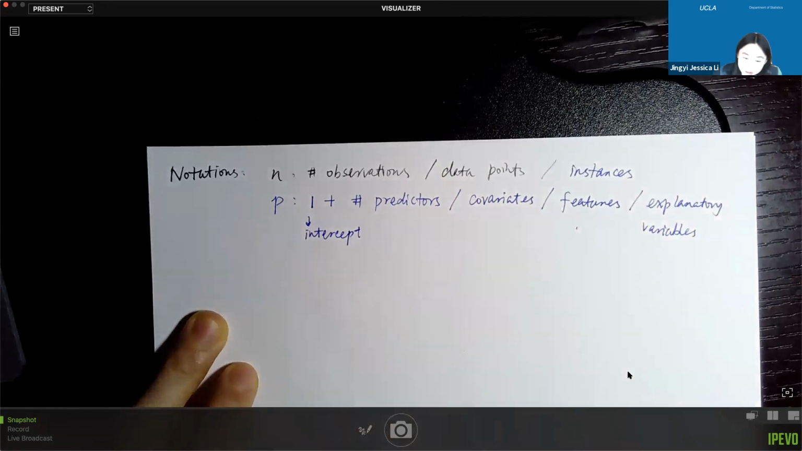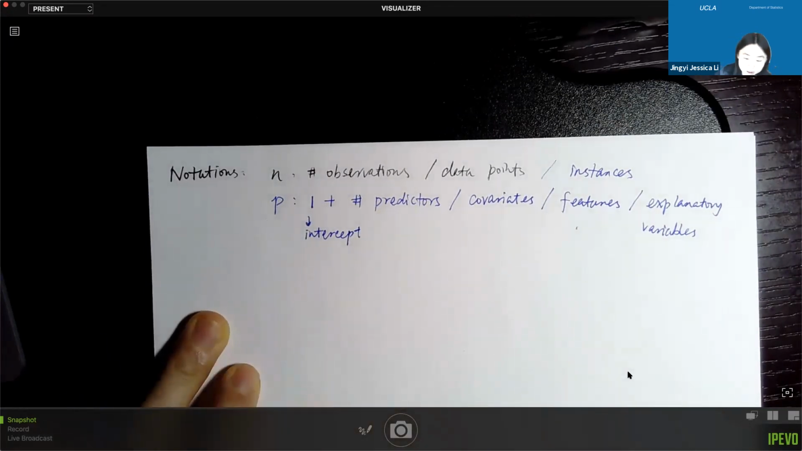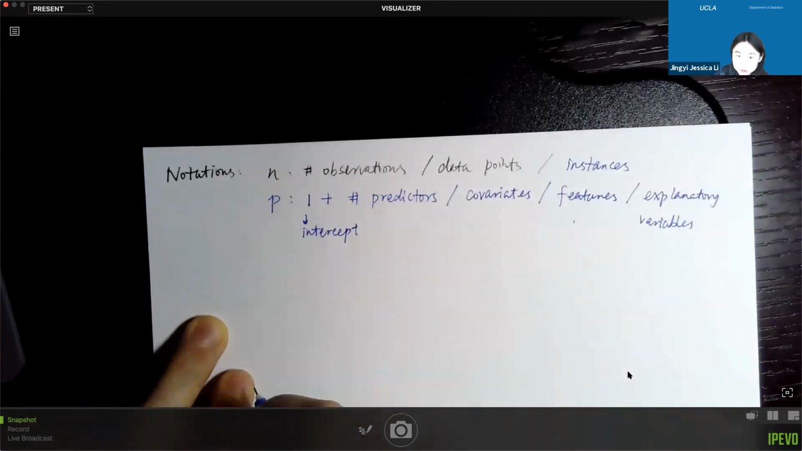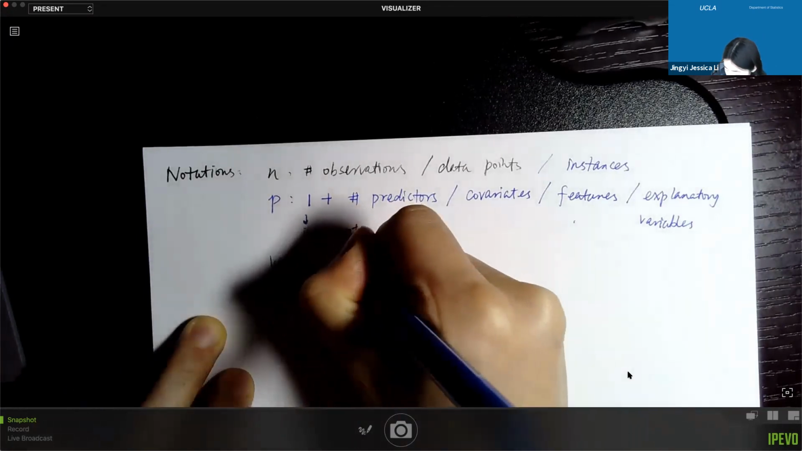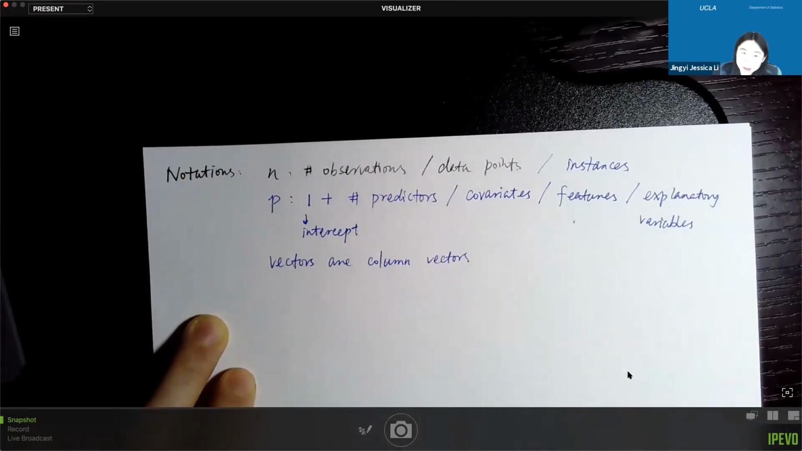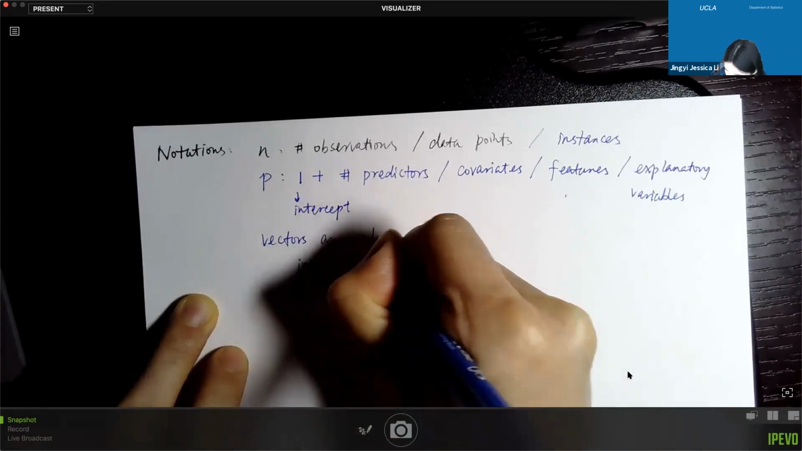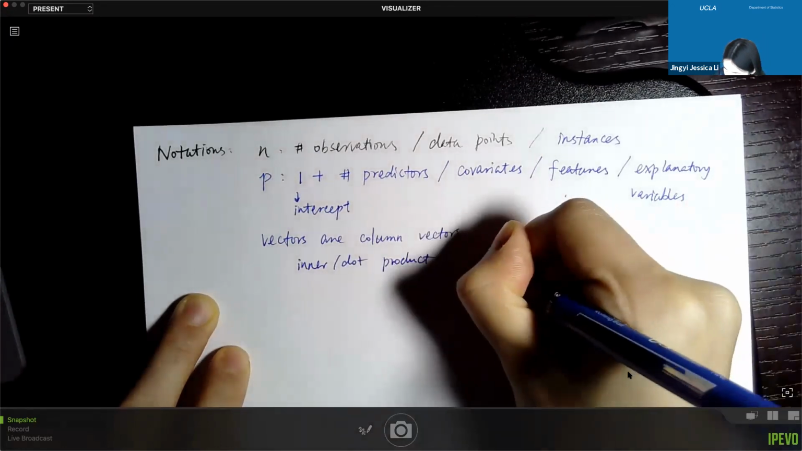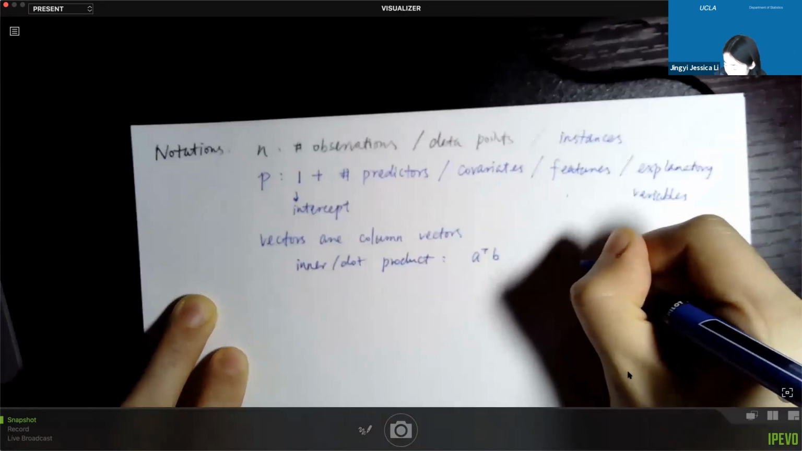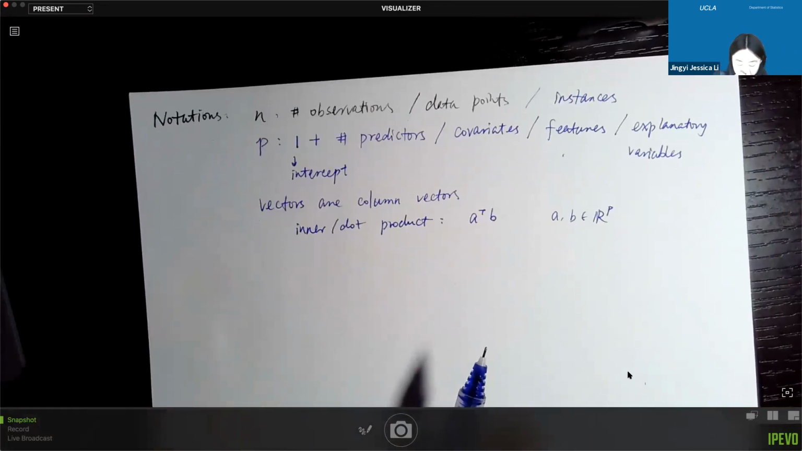So n and p are most commonly used throughout this class. In machine learning, sometimes people use d instead of p, as the dimension, but here we use p. Also in this class, if we do not specify, we assume all vectors are column vectors. Because vectors are column vectors, if we write an inner product or dot product of two vectors, we will write a transpose b, where a and b are both p-dimensional. That's the notation throughout this class.